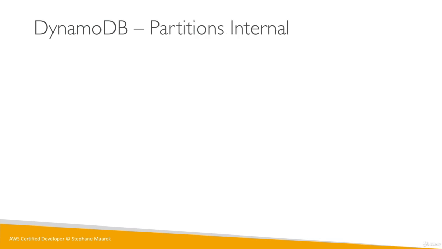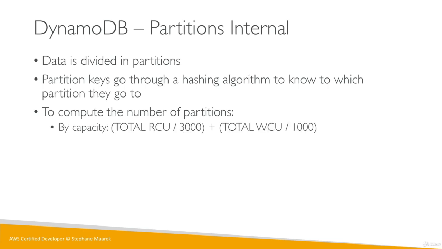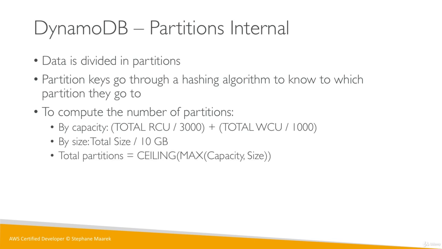Finally, just a little note on internal partitions. The data is going to be divided internally into different partitions, going to be distributed, and the partition key goes through a hashing algorithm to know which partition data goes to. And then if you want to compute the number of partitions, I think this is quite advanced and not asked at the exam, but you get a capacity where you take the total RCU and total WCU, you apply this formula, and then you get the size of your data set, you divide by 10 gigabytes, and to get the total number of partitions, you do the max of these two numbers. And so that's a little bit more complicated, obviously, but it's good to know. And I don't think this is asked at the exam, so don't remember this formula necessarily.